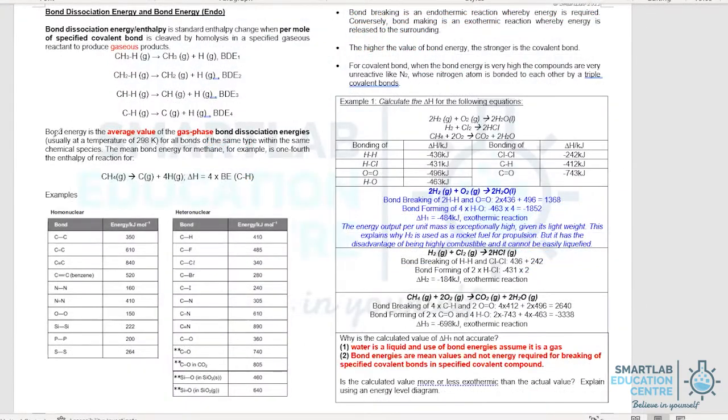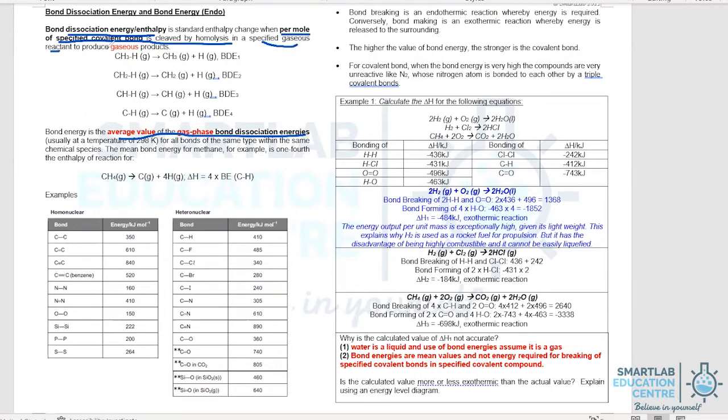Bond energy is next. Bond energy is defined as the average value of the gas phase bond dissociation energy. So what is bond dissociation energy? Bond dissociation energy is the standard enthalpy change when per mole of a specific covalent bond is cleaved by homolysis in a specific gaseous reactant to produce gaseous product. Hence, it's important to note that when you deal with bond dissociation energy or bond energy, both the reactant and the product must all be in gaseous form.